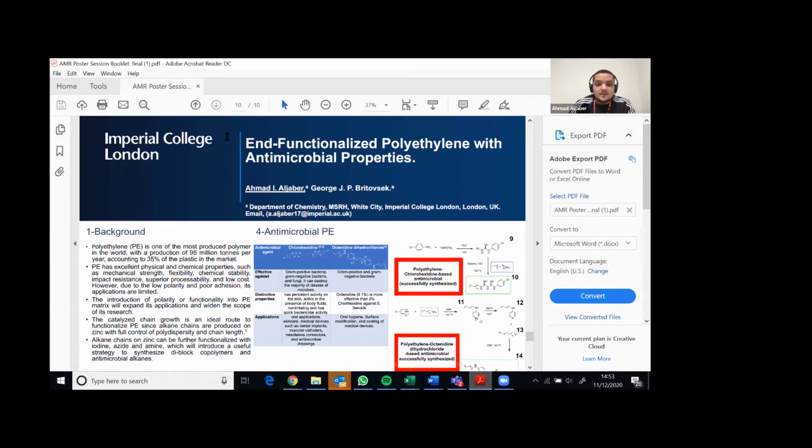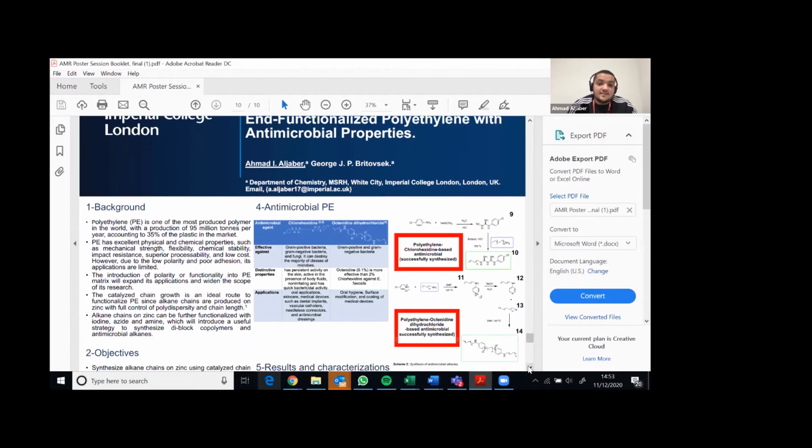Today I'm going to talk about functionalized polyethylene. As you know, polyethylene is one of the most produced polymers, and polyethylene has very good physical and chemical properties. However, polyethylene has limited applications, and that's mainly due to the low polarity and poor adhesion.